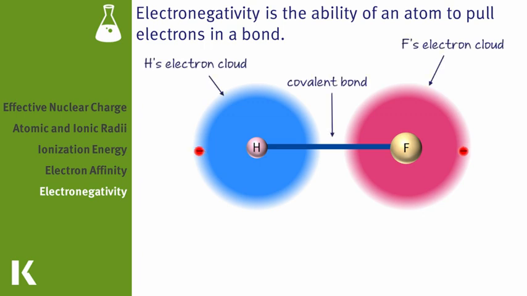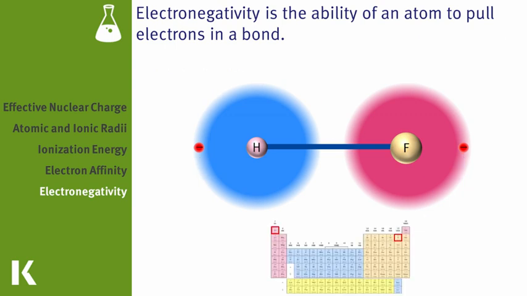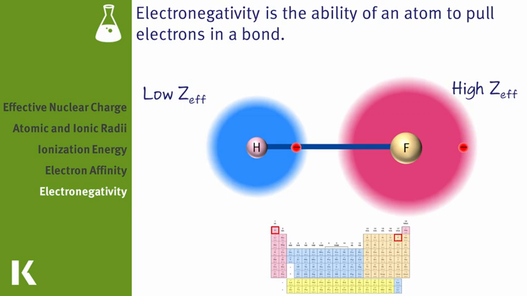Let's look at the bond dipole in a molecule of hydrogen fluoride, a covalent compound. From the periodic table, we know that hydrogen and fluorine have very different effective nuclear charges, low for hydrogen and high for fluorine. Because the bonding electrons spend more time orbiting the atom with a higher effective nuclear charge, the electron density in this atom is greater. The greater electron density induces a partial negative charge on the atom, while the atom with the lower electron density obtains a partial positive charge.